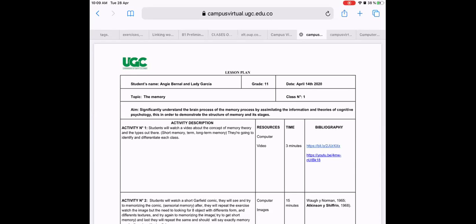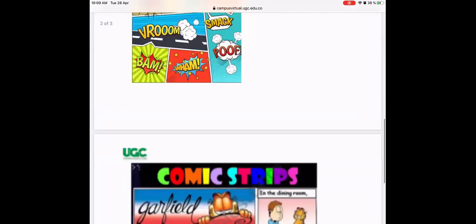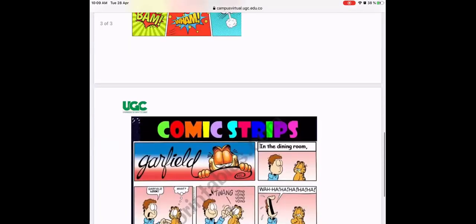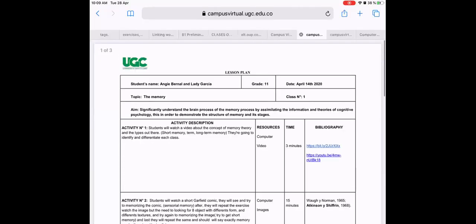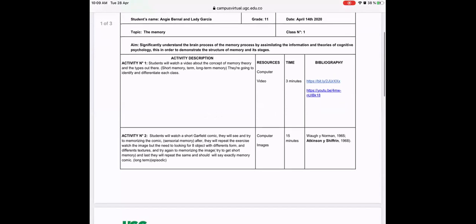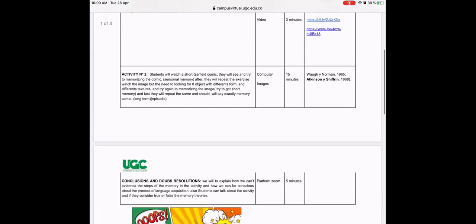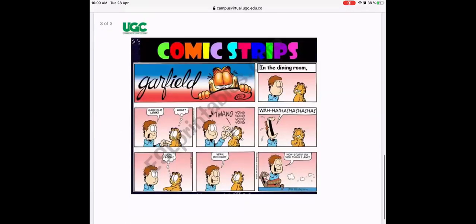So for that reason she recorded, teacher, and explained the first part of the activity. Like she never came to watch, so she presented the first part of the video and explained everything. She explained the short-term memory, the long-term memory, and after that I explained the activity.